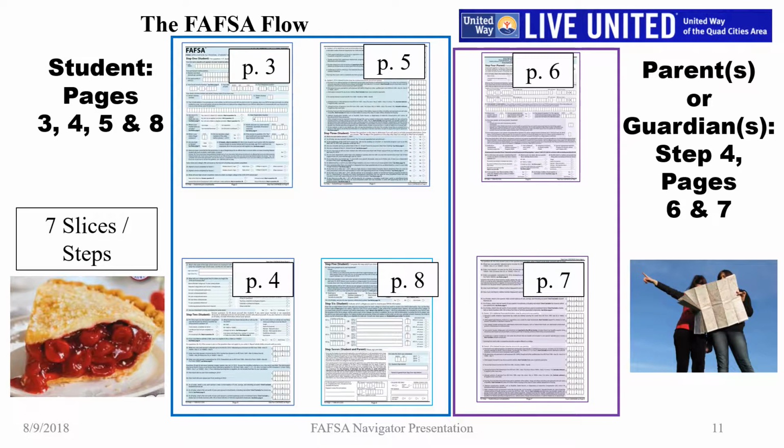Continuing on in the middle of page 8 is Step 6 on the student's target schools. At the bottom of page 8 is Step 7 for the signature of the student and the parents or guardians if their information is included in the application at Step 4. That's the overview of the 7 slices or steps. Just to be more familiar, let's review them again in just a little more detail.